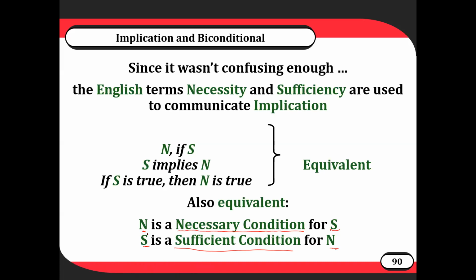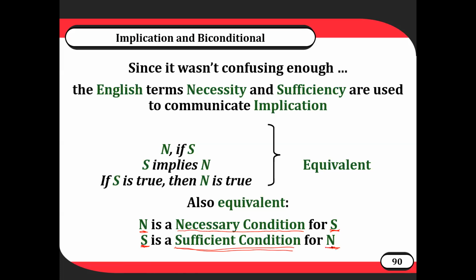Right, so N is a necessary condition for S. So if S is true, then it's necessary that N is true. So you can think about it sort of like that. And S is a sufficient condition for N. Well, that's basically if S is true, then it's sufficient that N is true.